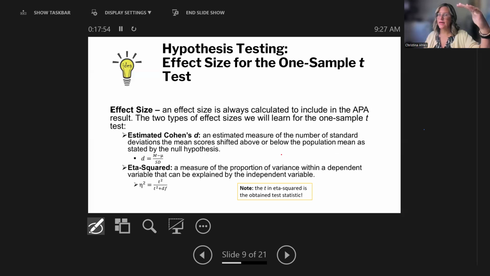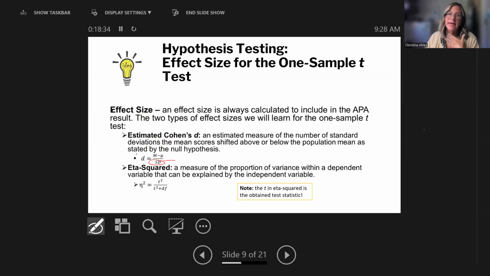Another thing, if you remember, we go through the normal steps. Step one is state the hypotheses. Step two is set the criteria. Step three is calculate the test statistics, collect the data. We now will be calculating effect size with the estimated Cohen's d or eta squared. So estimated Cohen's d looks very similar to what you've done previously, but now it's called estimated because we're using that sample standard deviation right here rather than the population standard deviation. So it's the same calculation, except you use the sample standard deviation in the denominator.